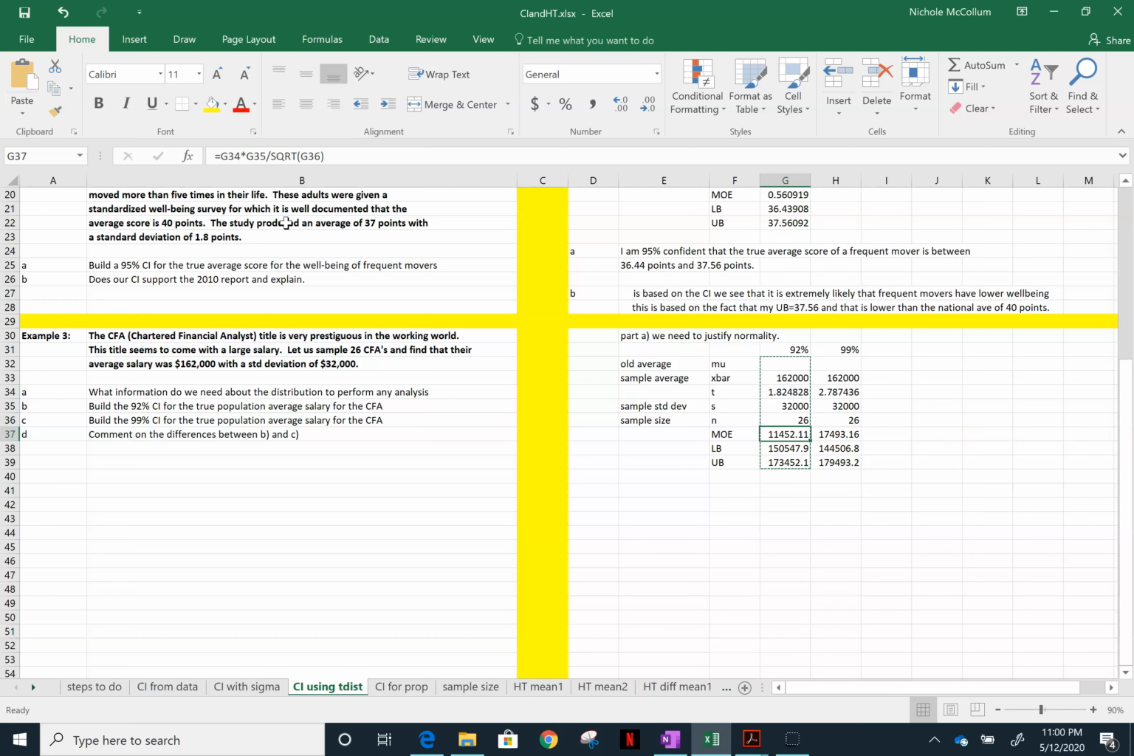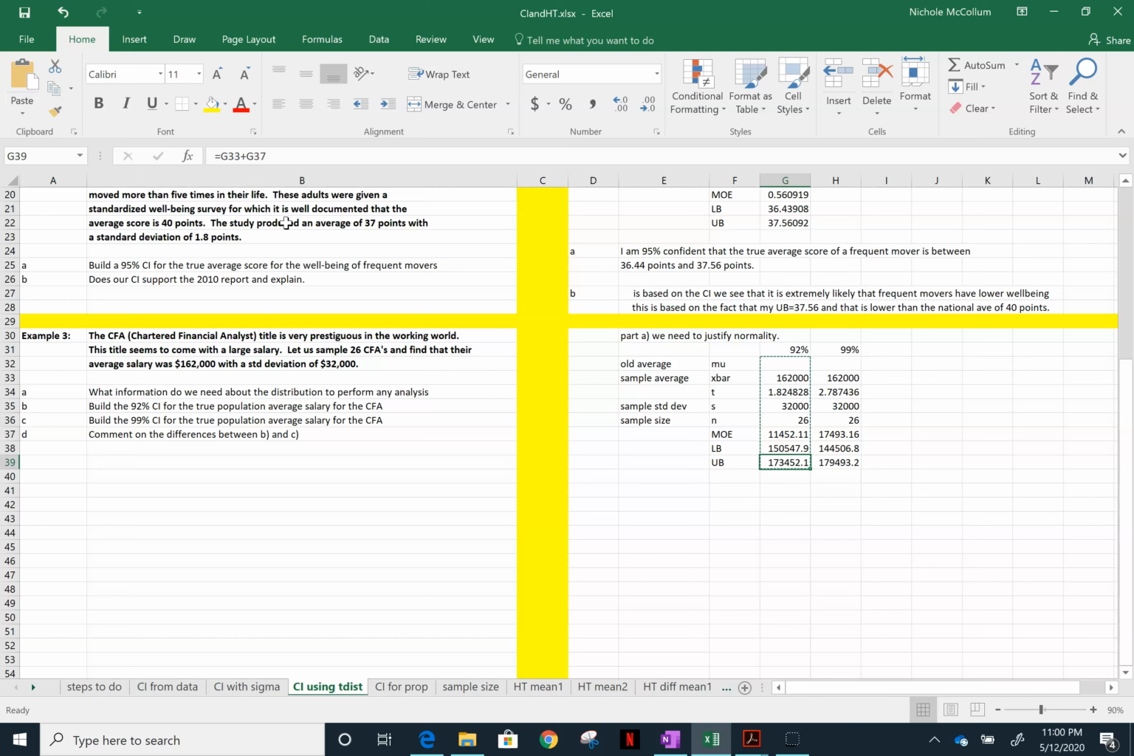Margin of error is just algebra. It's T times S over radical N. Excel can do algebra. The lower bound, what is it? It's X bar minus the margin of error. That's easy enough. What's the upper bound? X bar plus the margin of error. So if you built these formulas right the first time, you'll get these answers.